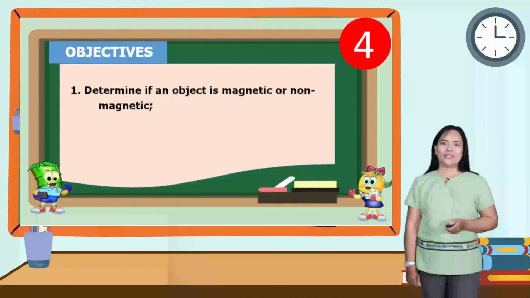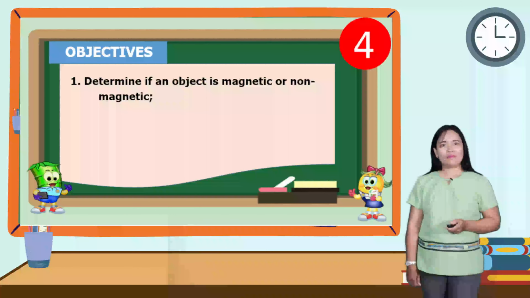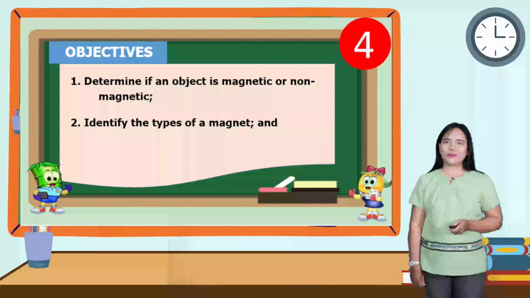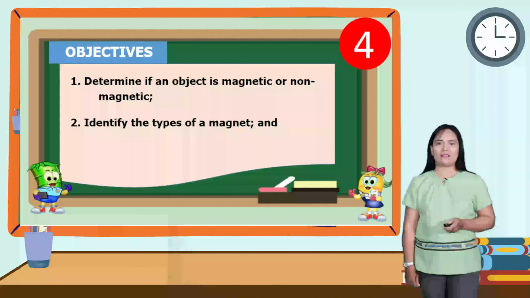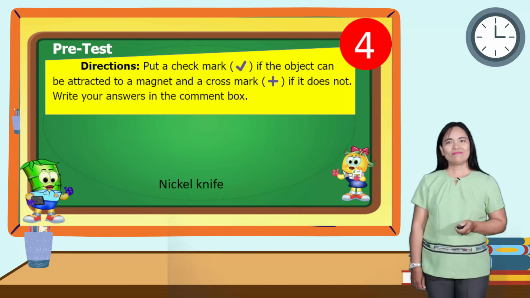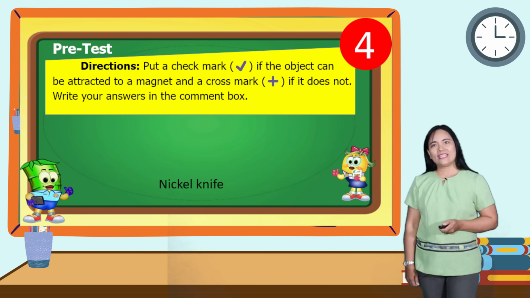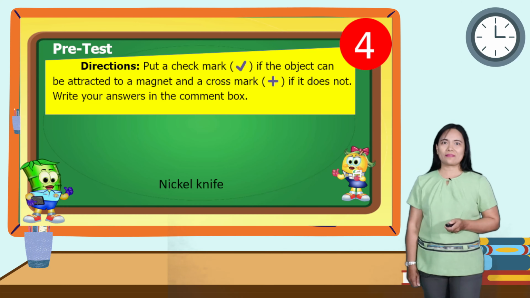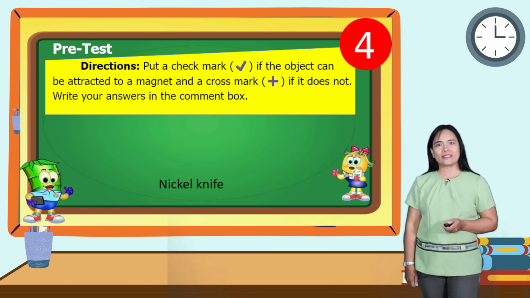The first one, determine if an object is magnetic or non-magnetic. Number 2, identify the types of a magnet. And number 3, characterize magnetic force. Are you ready, kids? Now, let us answer this pretest. Put a check mark if the object can be attracted to a magnet, and a cross mark if it does not. Write your answers in the comment box.